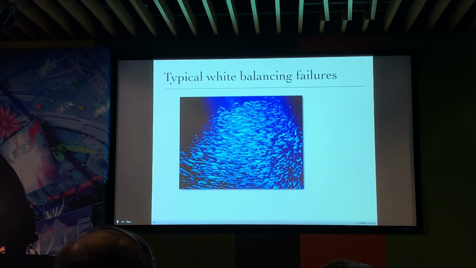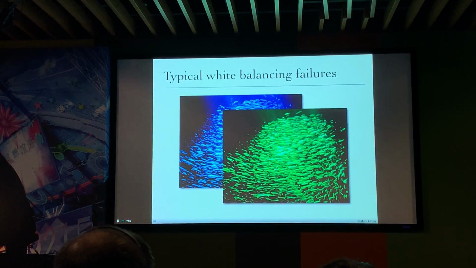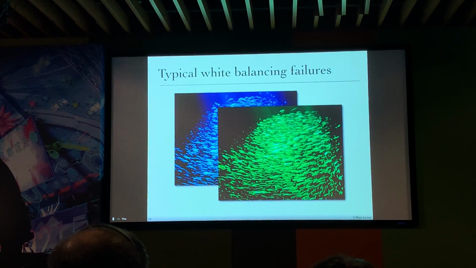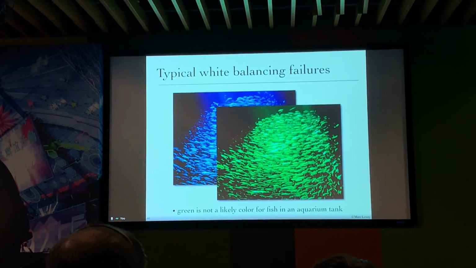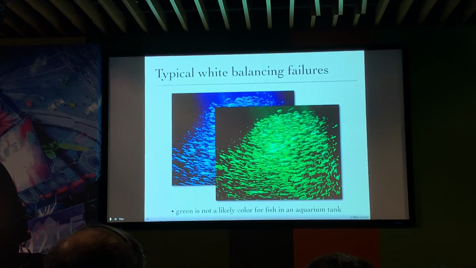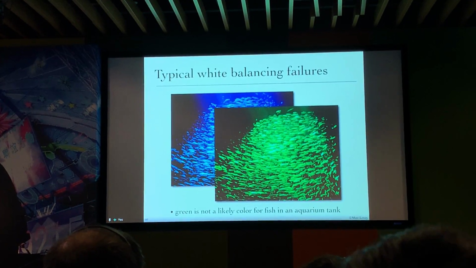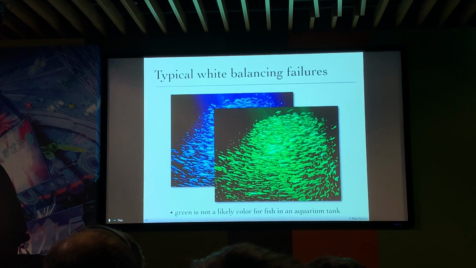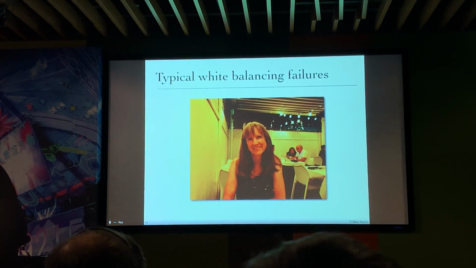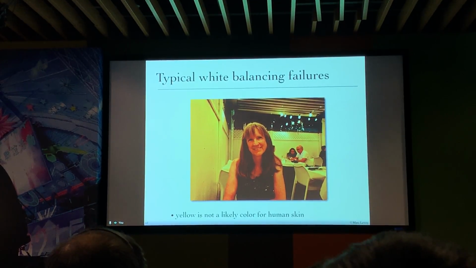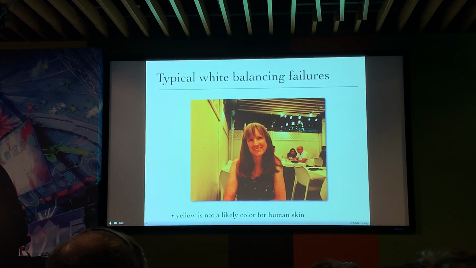Here's another example. I took this picture in the Monterey Bay Aquarium. Five seconds later, I took this picture, same fish. This is an unlikely color for fish in an aquarium tank. So an AI that's trained on many training examples should be able to tell me this is not correct. Or this is not the likely color for human skin, no matter what restaurant you're in.